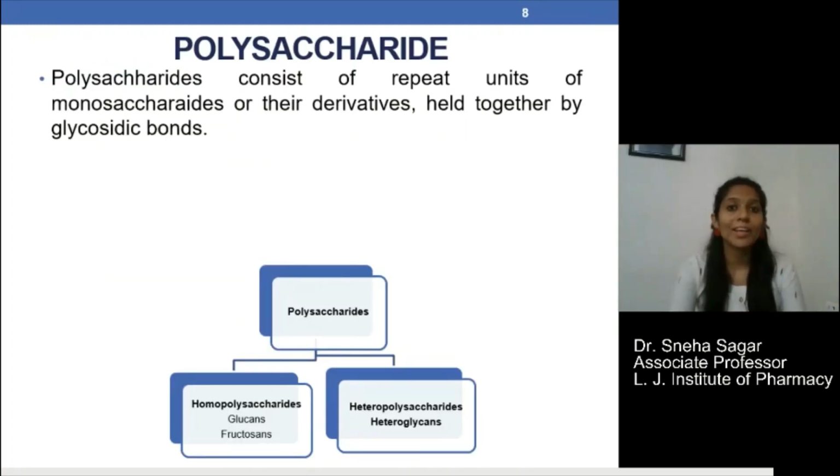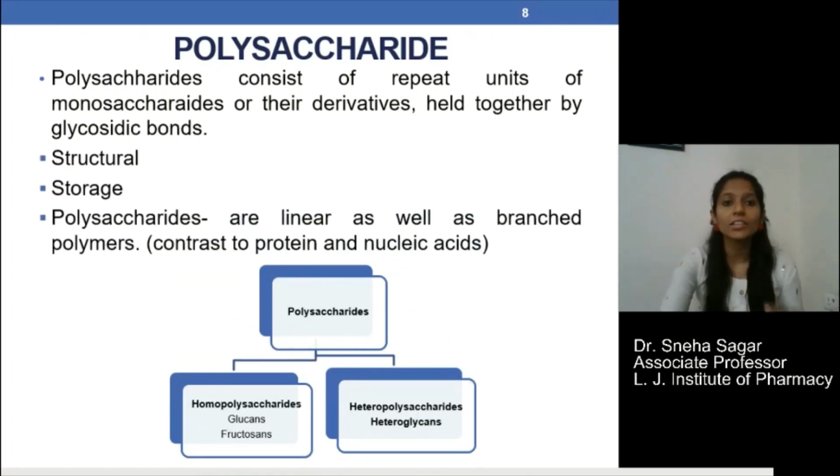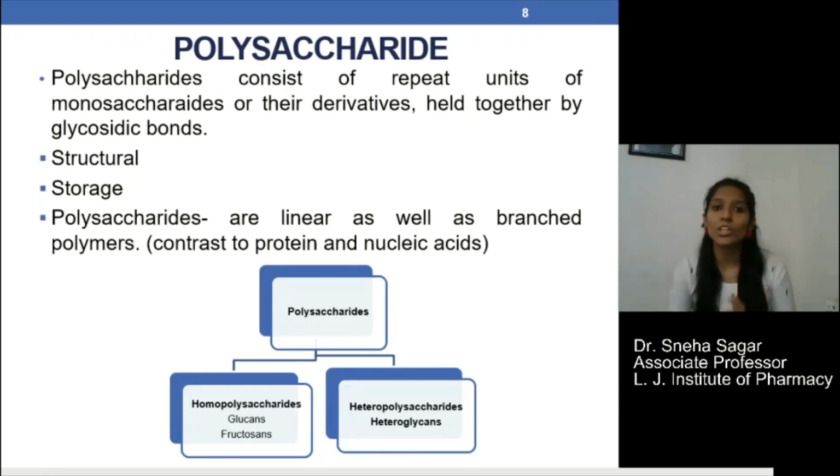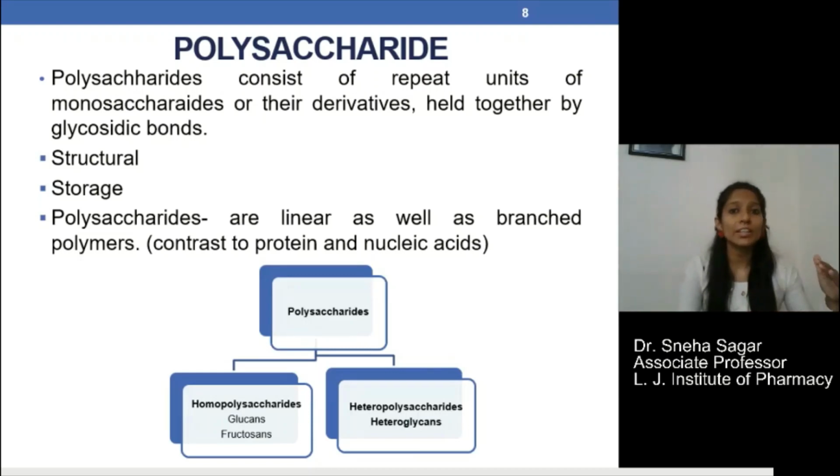The next important topic is polysaccharides. So polysaccharides, or simply glycans, consist of repeat units of monosaccharides or their derivatives, and they are held together by glycosidic bonds. They are primarily concerned with two important functions, structure and storage form of energy. Polysaccharides are linear as well as branched polymers. This is in contrast to the structure of proteins and nucleic acids, which are only linear polymers.